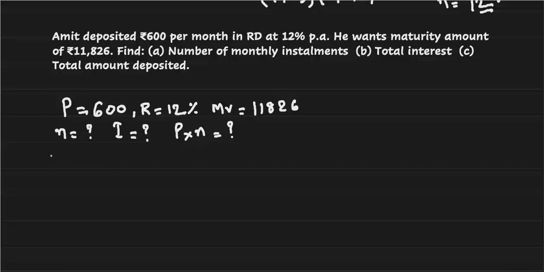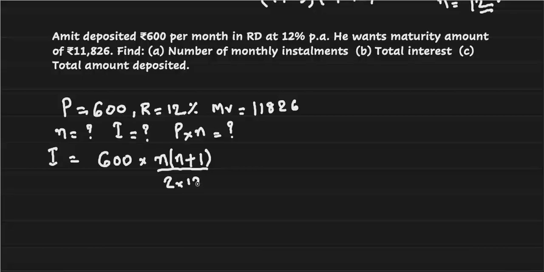I equal to, do you know I? No, that's why you'll keep it as it is. I equal to P multiplied by N into N plus 1 divided by 2 into 12 multiplied by R by 100.